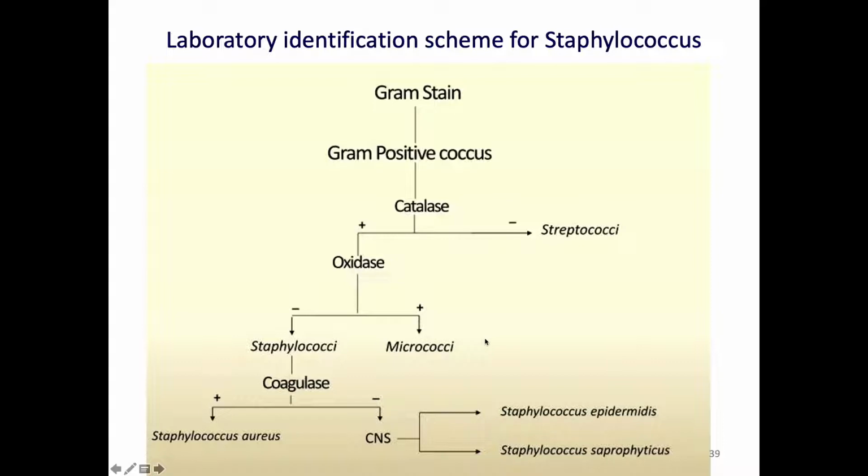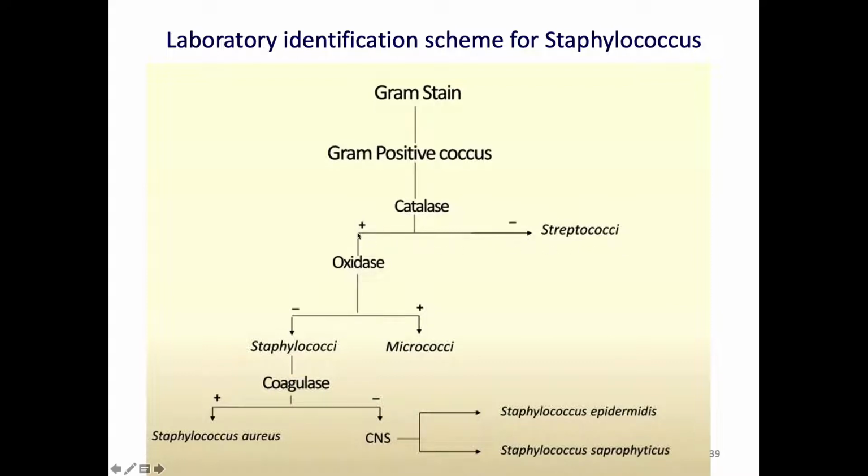Okay, this is the laboratory identification scheme. So we perform first gram staining. We should have the gram-positive bacteria clustered. Then we have to perform catalase test, and if it is positive, it is more likely that this is Staphylococcus. If it is negative, it is more likely that we see Streptococci.